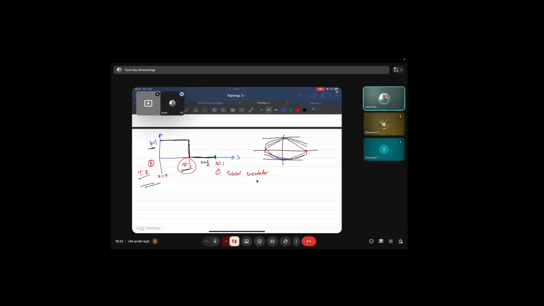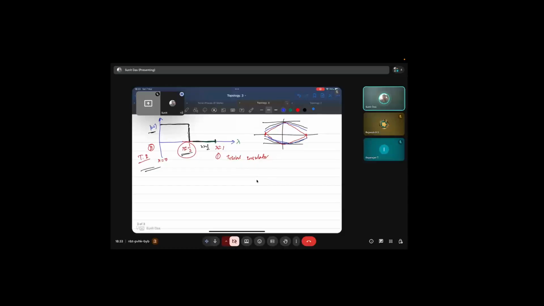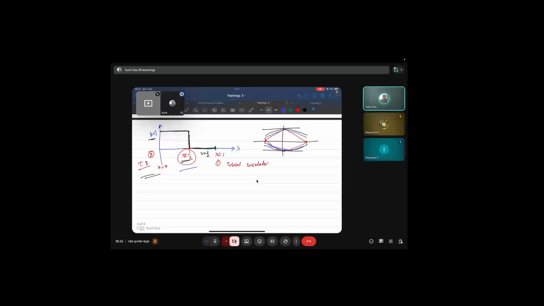So you already see that initially my system was gapped. At a particular lambda, the gap vanishes, and then there is again a gap once you cross lambda equal to half. So this phenomenon is called gap closing and opening. And what is interesting about it is that at this particular transition point, your winding number also changes.